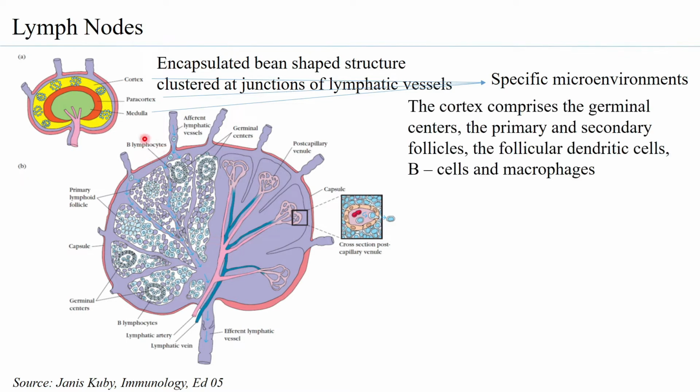Now, the cortex generally comprises the germinal centers. As mentioned earlier, germinal centers have non-dividing B cells.